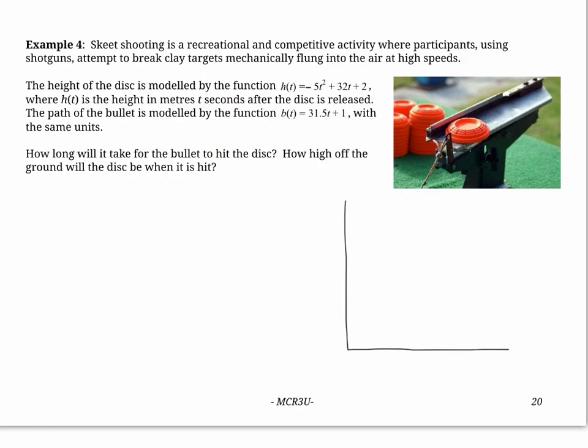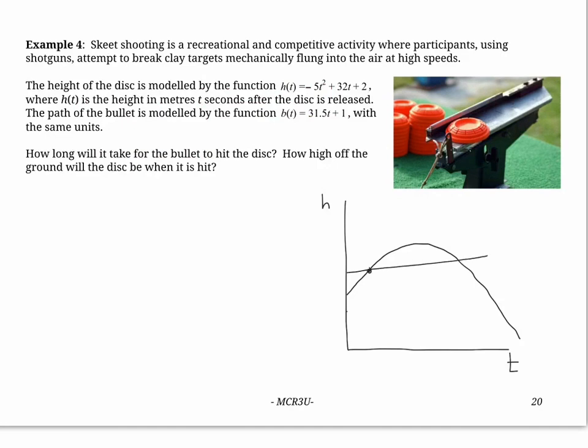I have h of t, so I have my height, and I have my time. We know that the disc is a parabola that opens down, and this makes sense: it's going to get shot in the air and come back down. So there's the disc. And the bullet is a linear equation with a positive slope, so the bullet is going to look something like this. Some sort of linear graph.